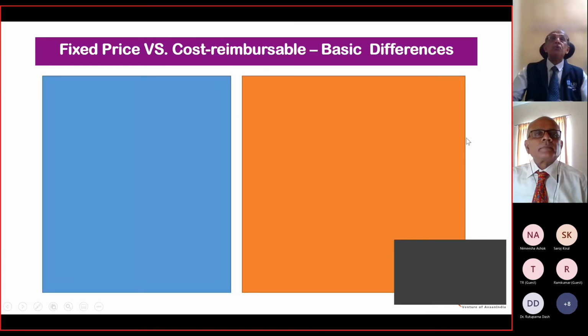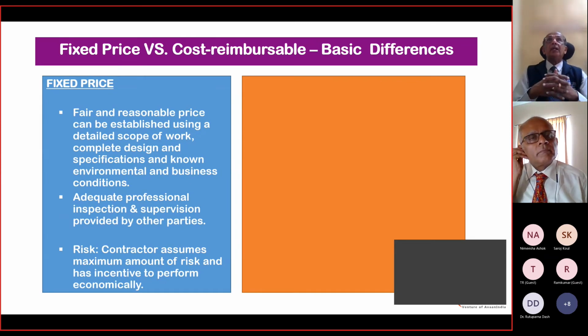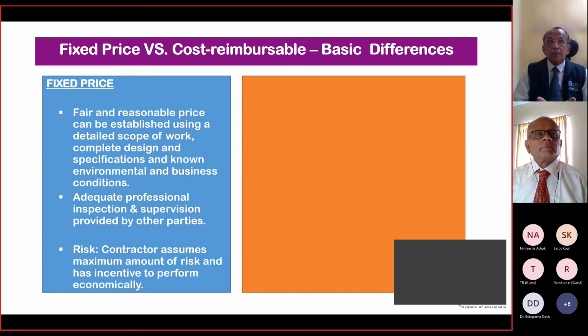Now, let's move to fixed price and cost reimbursement. What are the basic differences? Let's see first the basic fixed price. What is a fixed price? This is what the owner of the project would like to have.